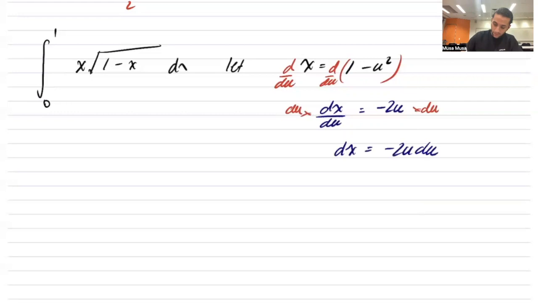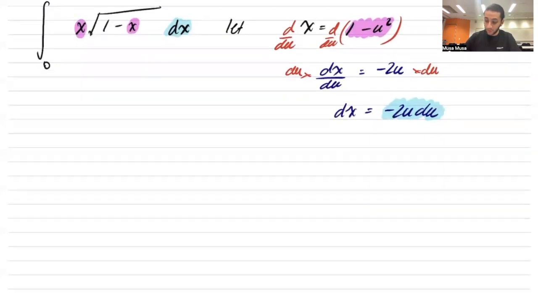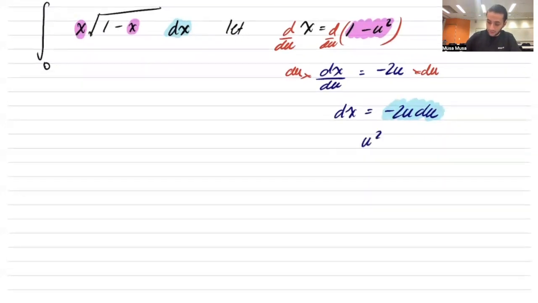Perfect. Now I have a replacement for this dx. It's just going to be this minus 2u du. Yeah, get the idea. I have a replacement for this x. It's 1 minus u squared. And I guess I can also replace this inside x with 1 minus u squared as well. I just need to replace my limits with u limits. So u squared equals 1 minus x. I'm just rearranging this first thing here.